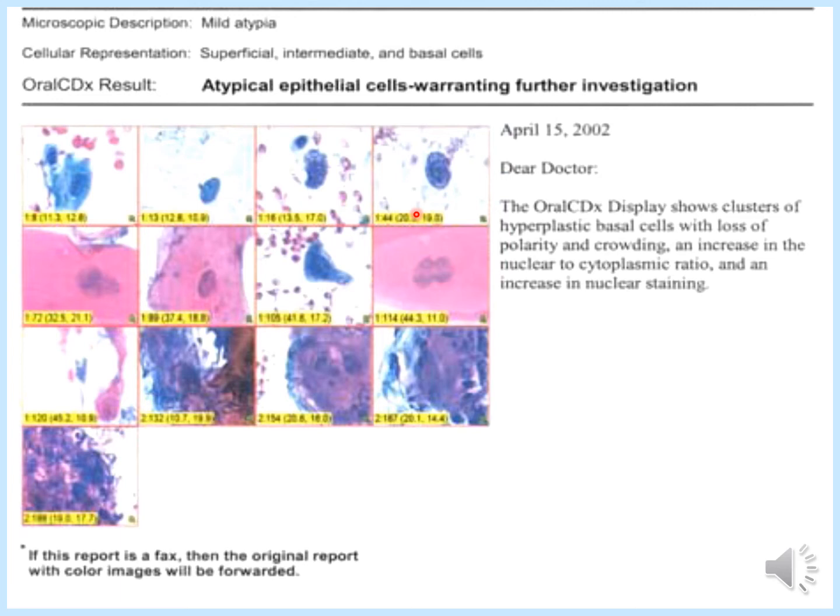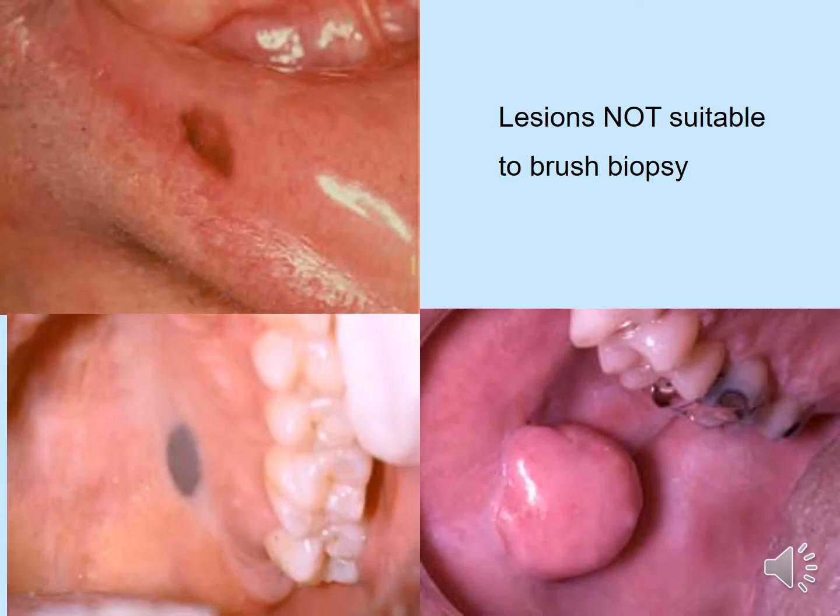Okay, our success as dental surgeons in the management and awareness of oral cancer is to be able to detect cancer early, not to detect cancer late, and that can only be done if we keep an eye of suspicion on oral lesions and do brush biopsies to be able to identify if there are any atypical changes that are taking place. Okay, all right, so this is basically oral CDX.